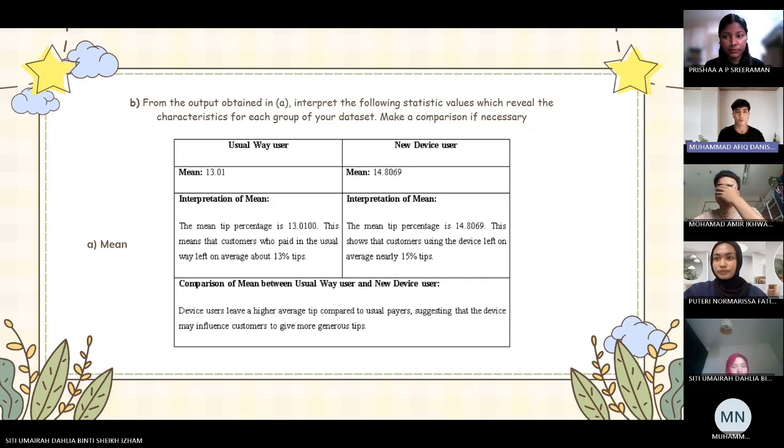For part B, from the output obtained in A, interpret the following statistic values which reveal the characteristics of each group of our dataset. So we have the mean, which is the average tip percentage. Standard deviation is how spread out the tips are. And lastly is skewness, which is whether the data tends toward higher or lower tips. So with this mean table, we can see device users leave a higher average tip than usual payers. We suggest the device might encourage people to tip more.